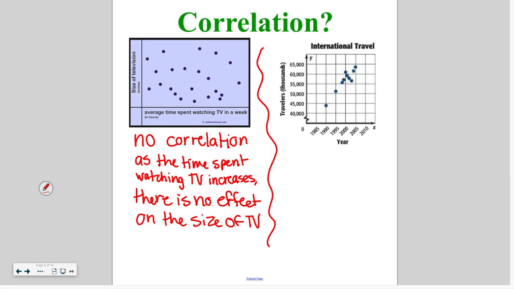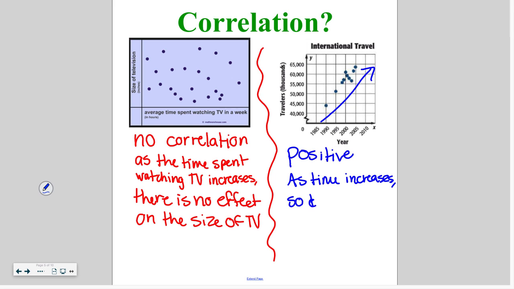Looking at this second example, we're comparing year to the number of travelers in thousands. So the first one we want to check is, is it going up? If we're looking at this set of data, yes it is. So we would call this a positive correlation, and we would say that as time increases, so does the number of travelers.